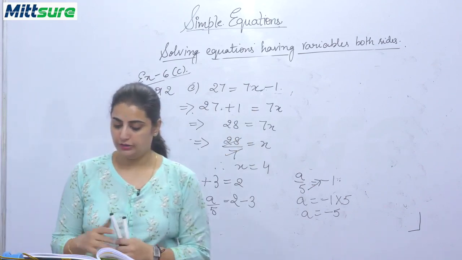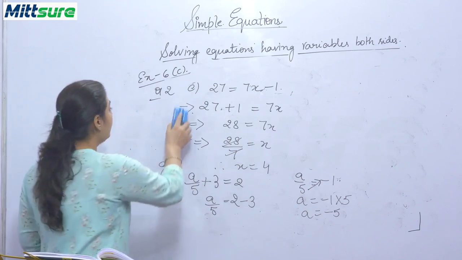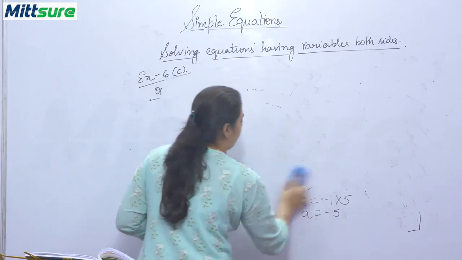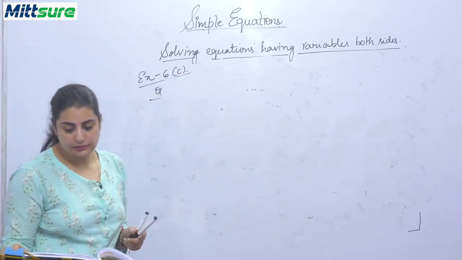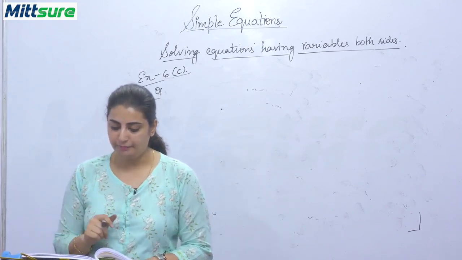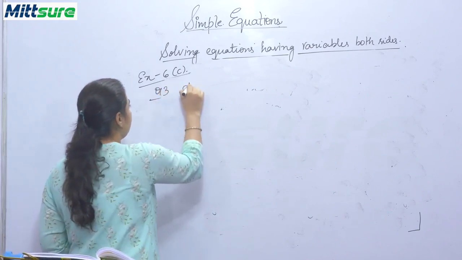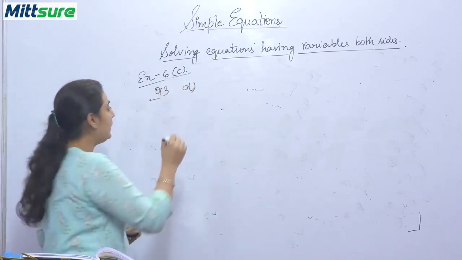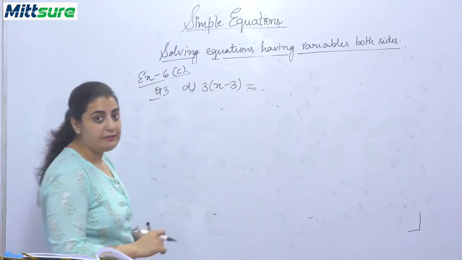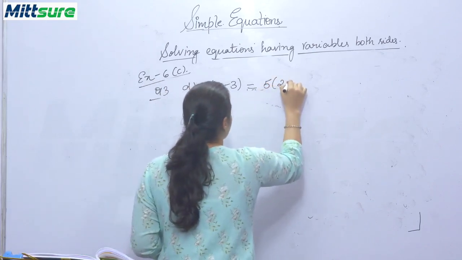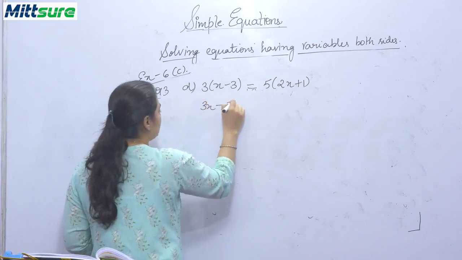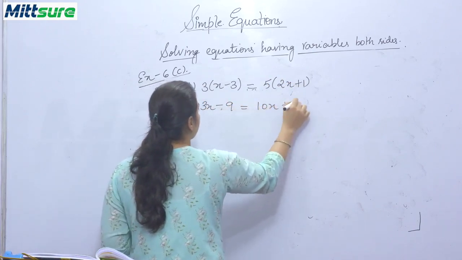Now, let us come on to question number 3. In question number 3, we have got the variables on both sides of the equation. So, I will be again taking parts (d) and (f) for that. In question number 3, I will first solve the (d) part. That is 3 into (x minus 3) equals 5 into (2x plus 1). Right, 5 into (2x plus 1).